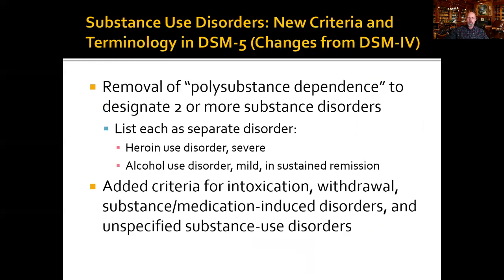The DSM-5 removed polysubstance dependence, which was used to designate 2 or more substance disorders. So now you have to list each separate disorder. So somebody could have a heroin use disorder that is severe, and they could have an alcohol use disorder that's mild and in sustained remission. So now we have to list out every single disorder and the specifiers. And the DSM-5 added some criteria for intoxication and withdrawal and substance-induced disorders, which I'm not going to be covering in this lecture since most of that is covered in pharmacology or AODS 157.